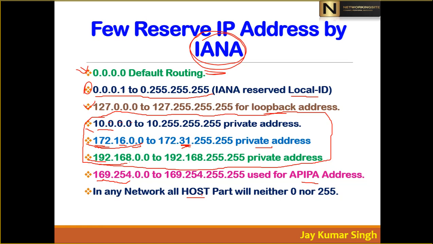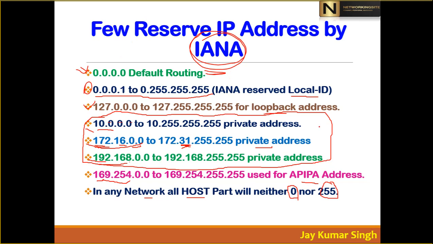in the host part I cannot use all zero, and I cannot use all 255, right? And in the network part also, suppose in class A, how many network parts are there? One network part. So I cannot use 0 and I cannot use 255. So these are all reserved by IANA.